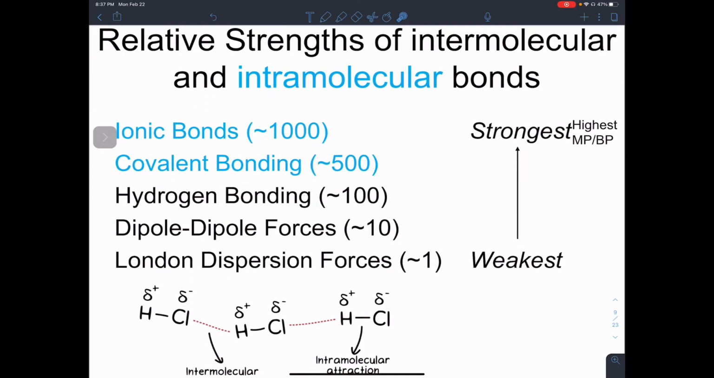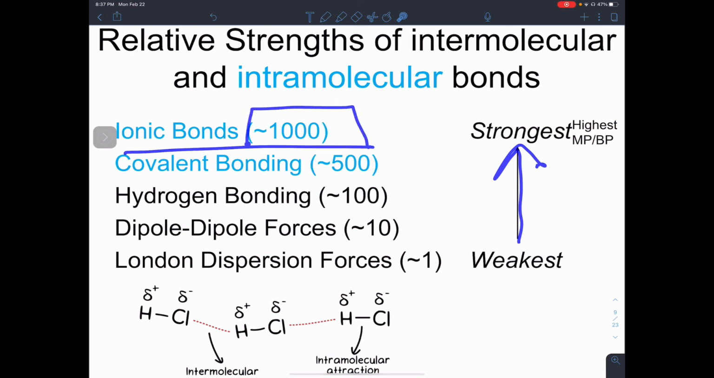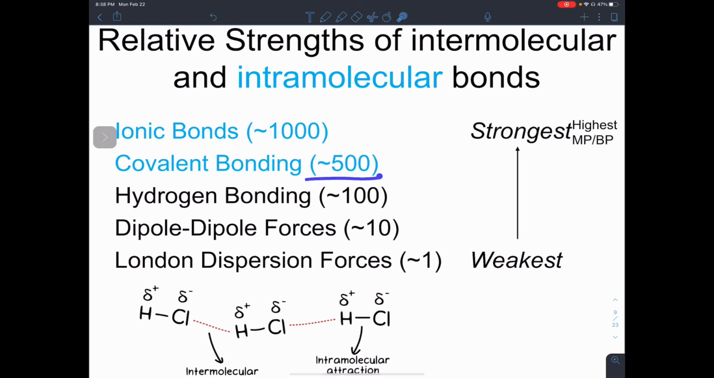Now, how do these all tie together? You've just learned about 3 new types of forces. Well, this slide gives us the relative strengths of inter and intramolecular bonds. And what you can see here is that the strongest forces that hold molecules together or push molecules apart are ionic bonds. Remember that lattice? We didn't even calculate lattice values. We only compared them, but lattice values are in the thousands of kilojoules per mole. We did calculate covalent bond energies, and they tended to be in the hundreds of kilojoules per mole.